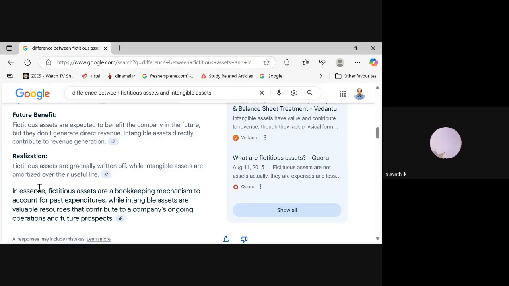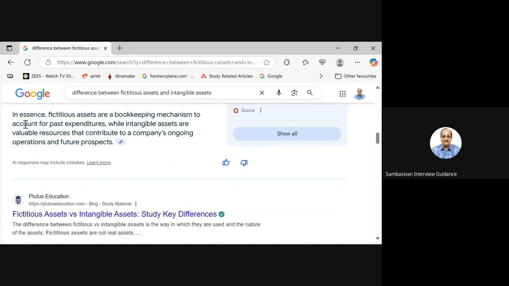Realization. Fictitious assets are gradually written off, while intangible assets are amortized over their useful life. In essence, fictitious assets are a bookkeeping mechanism to account for past expenditure, while intangible assets are valuable resources that contribute to a company's ongoing operations and future prospects.